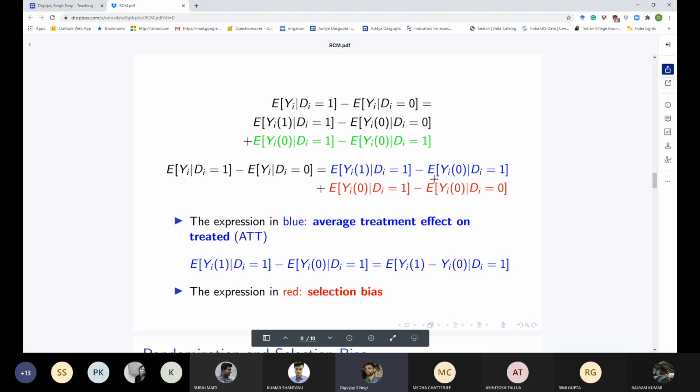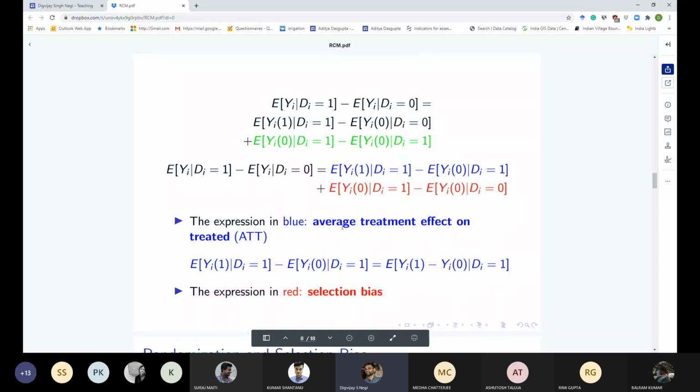What is it saying? It is actually saying that the treatment effect, forget about the red object for now, the treatment effect is nothing but the difference in the average outcome for the treated individuals under treatment and under control. Okay. And this blue colored object that you see here is called the average treatment effect on the treated. So this blue object is called the average treatment effect on the treated, ATT.